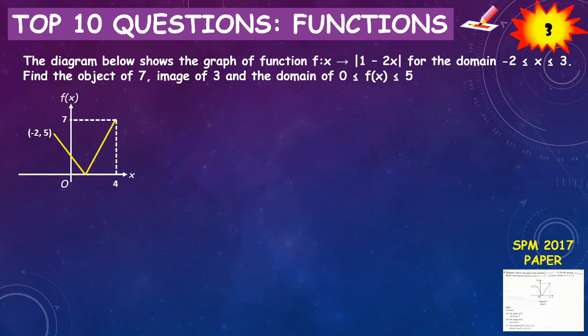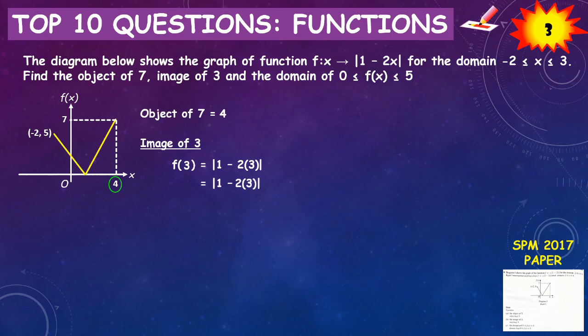The diagram below shows the graph of function f(x) equals the modulus of 1 minus 2x for the domain x from negative 2 to 3. Find the object of 7, the image of 3, and the domain of f(x) from 0 to 5. To find the object of 7, which means 7 is my image, I just have to look at the graph, and the answer is 4. The image of 3 means 3 is my object, so I substitute 3 into my equation, and I will get the answer 5.